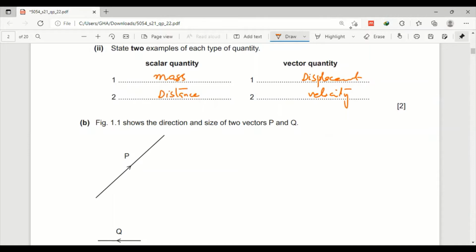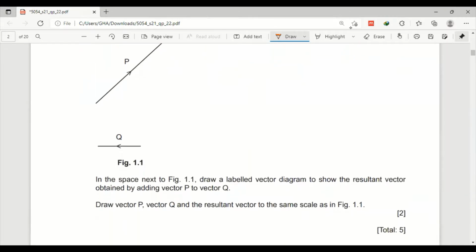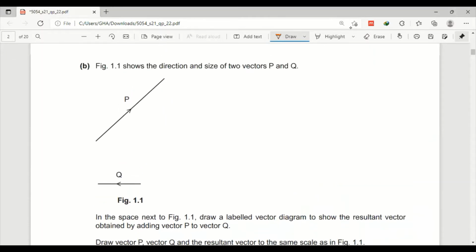Next, part B: figure 1.1 shows the direction and size of the two vectors P and Q. In the space next to the figure, draw a labelled vector diagram to show the resultant vector obtained by adding vector P to vector Q. Draw the vectors P and Q and the resultant vector to the same scale as shown in figure 1.1.